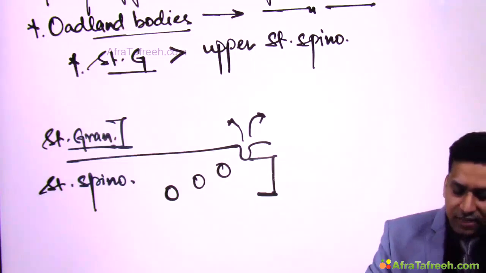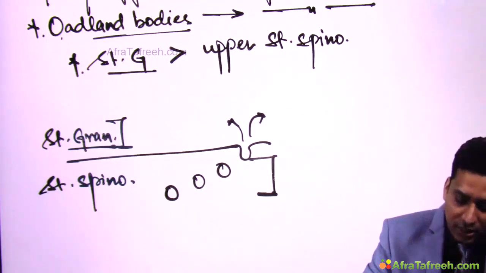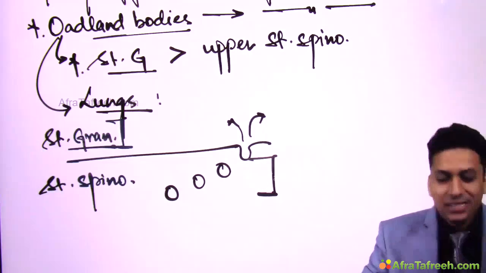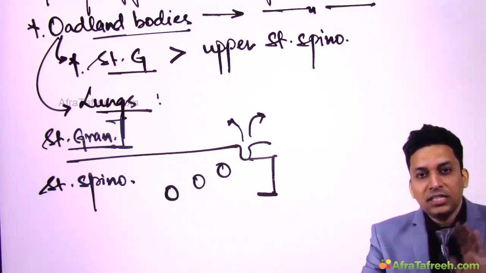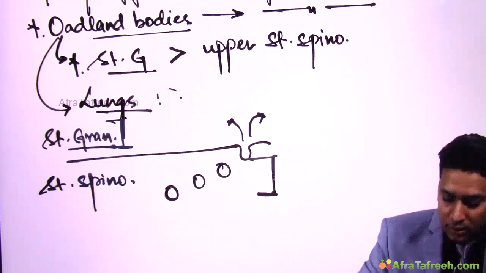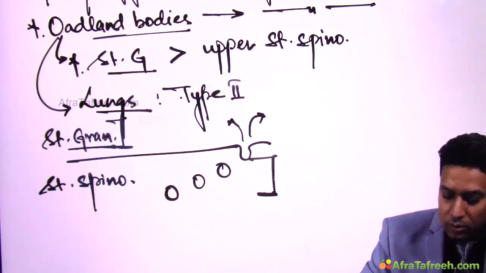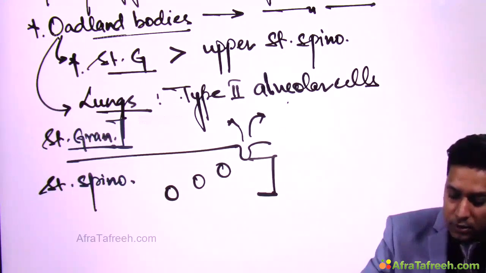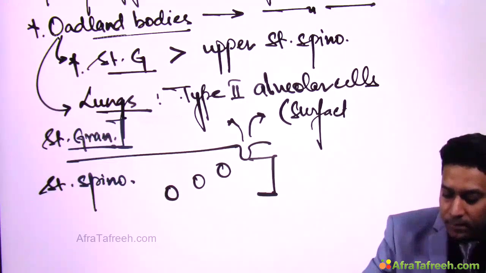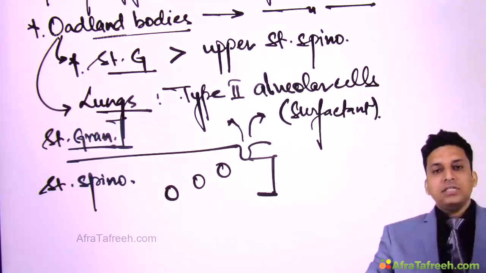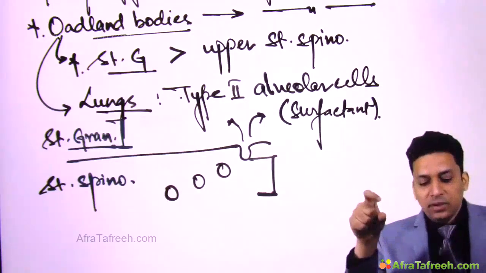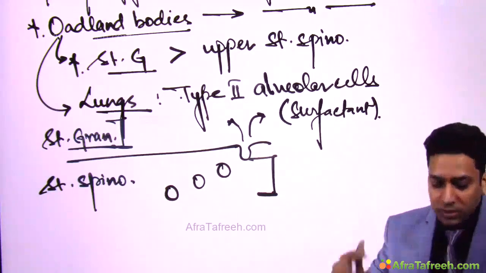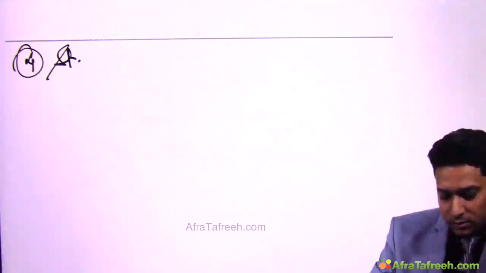Now this is the site where they are present in skin, but these Odland bodies are also present in lungs. In skin they synthesize lipid, in lungs they synthesize surfactant, in type 2 alveolar cells. So remember, Odland bodies are present in skin, in stratum granulosum. If it is not there, upper part of stratum spinosum. In lungs, in type 2 alveolar cells, they form surfactant.